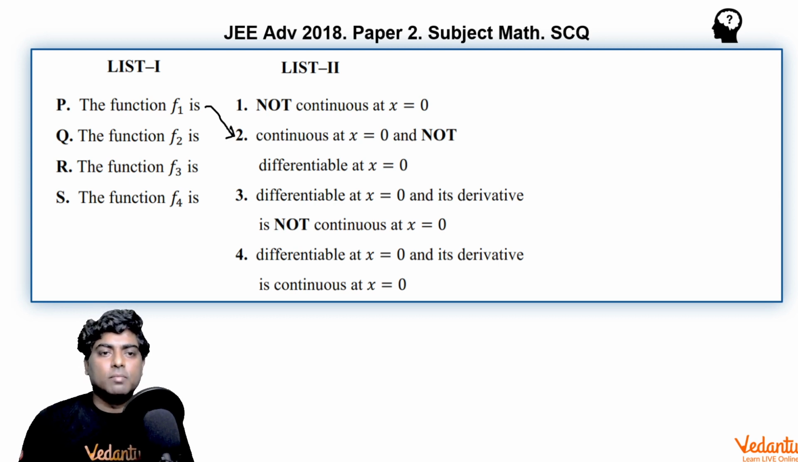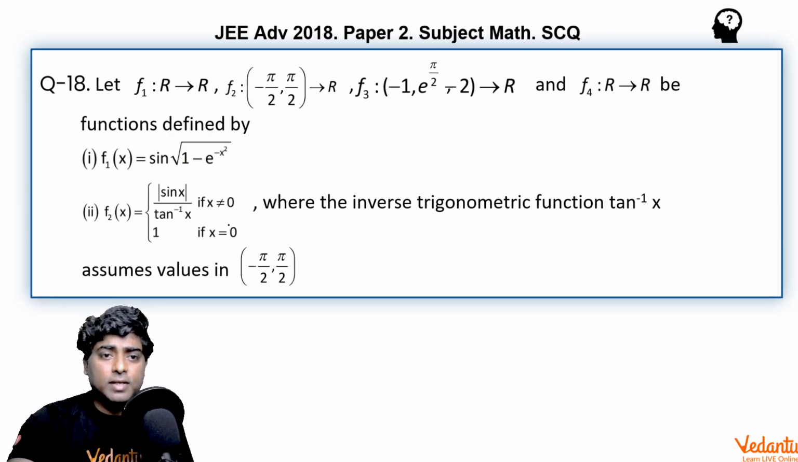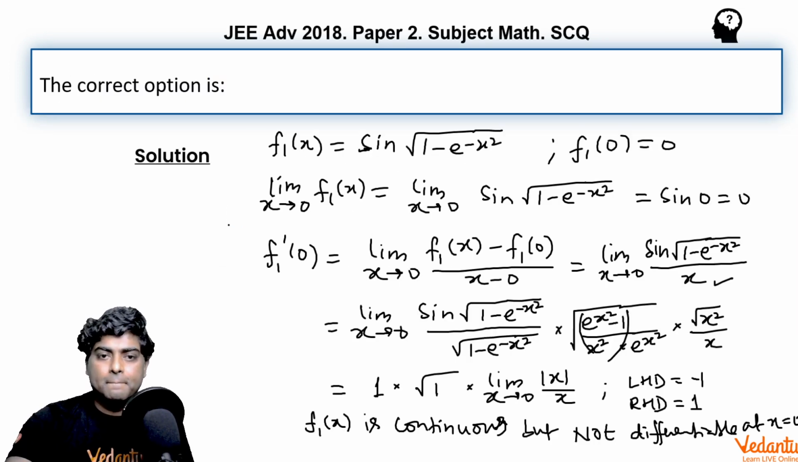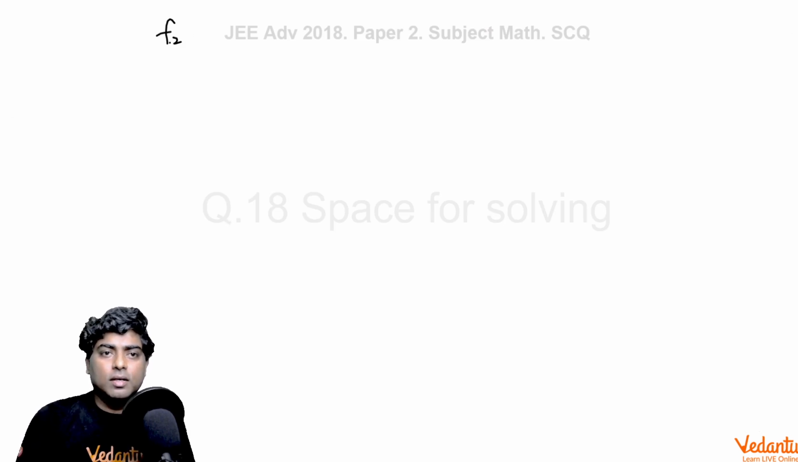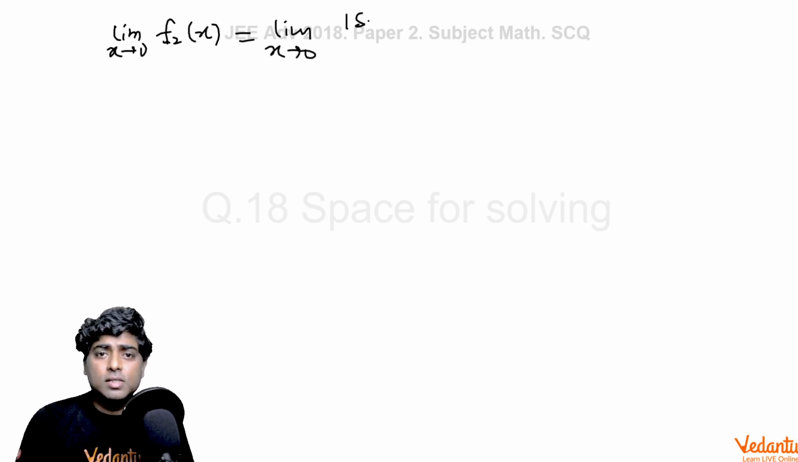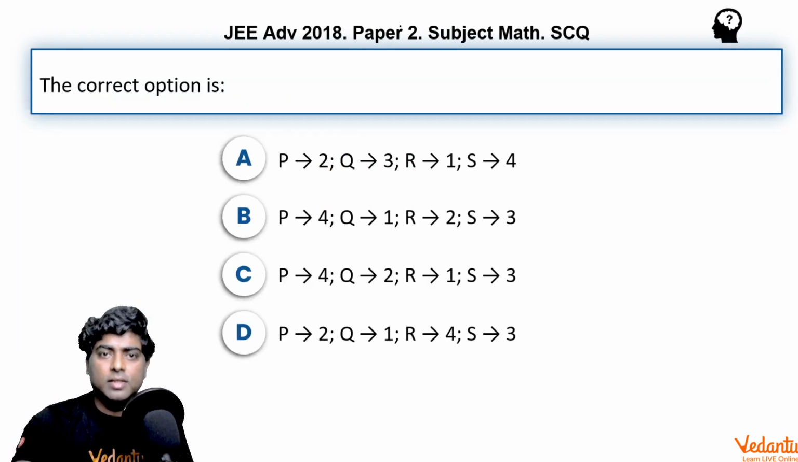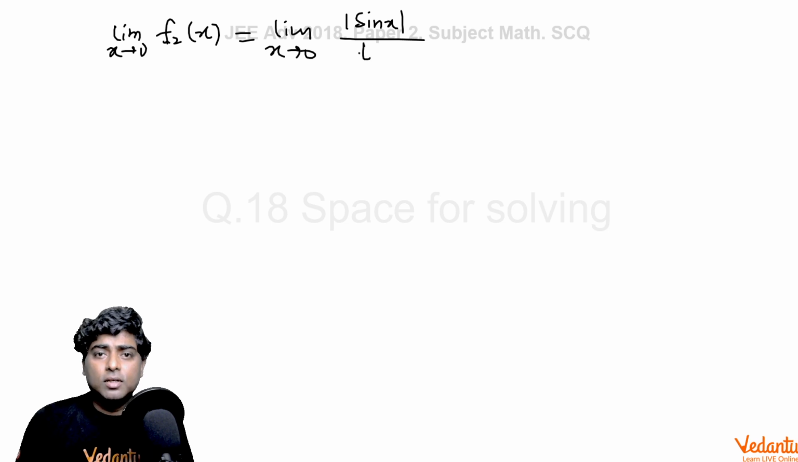P goes with 2. Coming to the second function f2. f2 is defined as mod sin x upon tan inverse x when x is not 0, 1 when x is 0. Mod sin x, numerator. So you can understand even the limit. I am writing here for f2. If you find the limit of f2(x) as x tends to 0 to check the continuity. What was f2? f2 was mod sin x upon, I think it was tan inverse x, right? x is not 0, x tending to 0. So I'm taking when x is not 0, f2(x) is this.